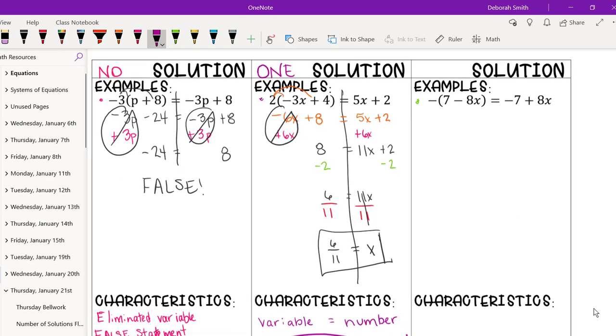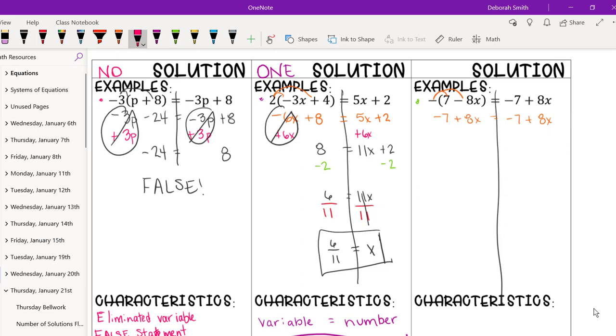And then we have this last section to deal with. So again, we're starting with distributing just on the left side, and I'm going to be distributing a negative 1 to the 7 and a negative 1 to negative 8x. So it's changing the sign of everything in the parentheses. Negative 1 times 7 is negative 7. Negative 1 times negative 8x is positive 8x. Nothing to distribute on the right side, so I just bring this stuff on down.